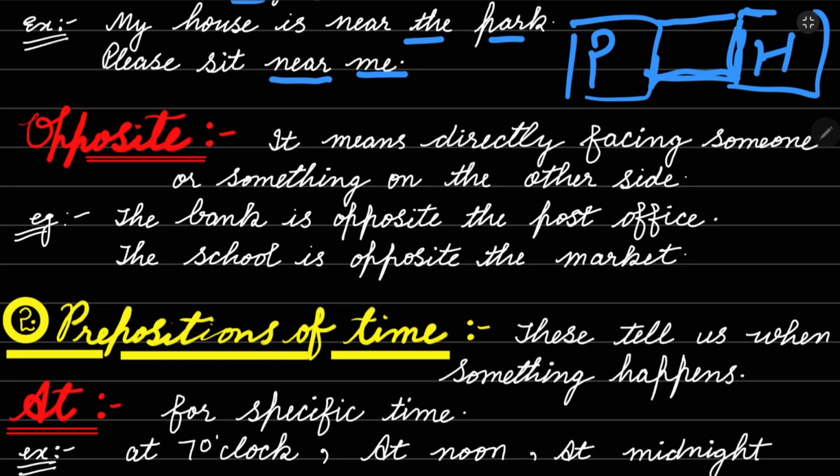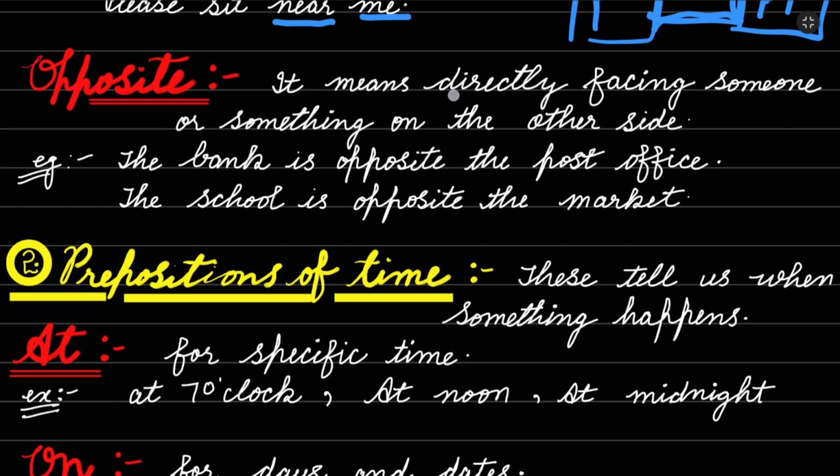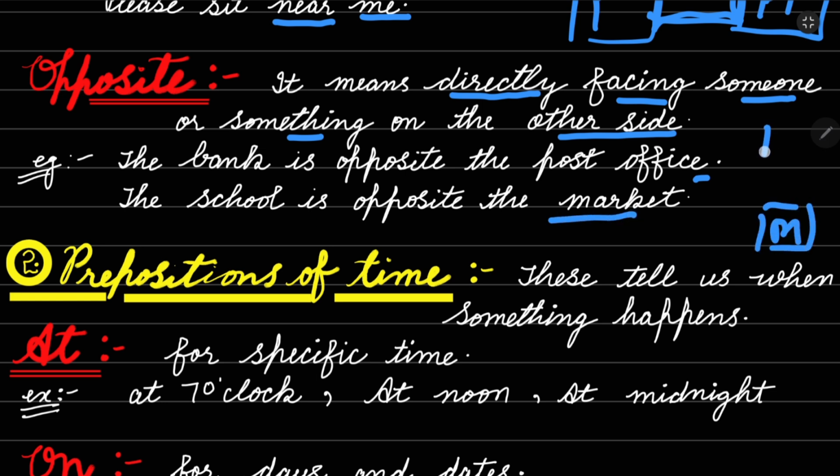Next is opposite. It means directly facing someone or something on the other side. The bank is opposite the post office. The school is opposite the market. For example, here is the market and on the other side there is a road, and on the other side here is the school. Then we'll say the school is opposite the market.